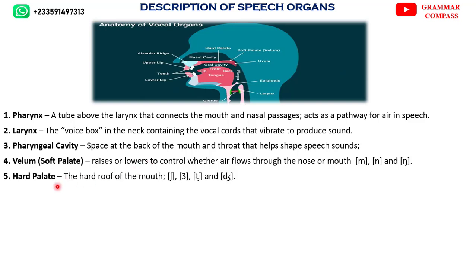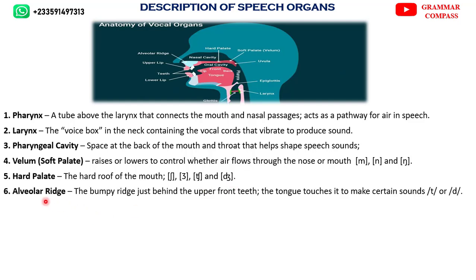Next is the hard palate. The hard palate is the solid roof of your mouth. We showed it in the previous slide. It helps you make sounds like sh, ch, and j. So that is the hard palate over here. And it is actually hard. You can touch it with your fingers.